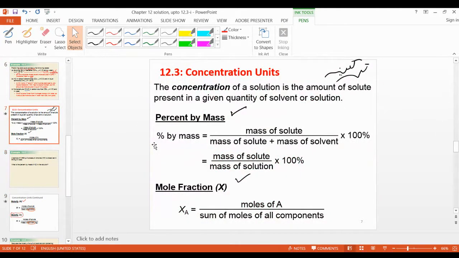Percent by mass, you already did it. By mass percentage, the mass of the solute divided by the mass of the solute plus solvent, that is the solution, right? Multiply by 100. So this you already know. And mole fraction is the mole of a single gas divided by the total mole of all gases. Mole of A divided by the sum of moles of all components, A to Z, whatever you have.